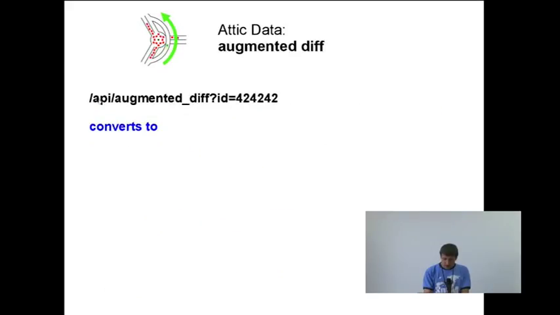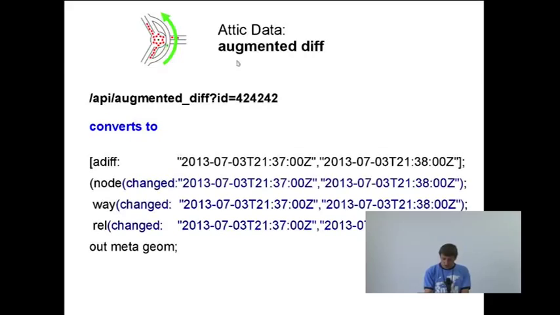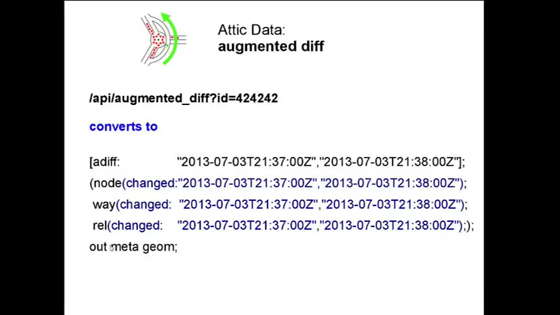So what you may know is the API augmented diff call. This is just a wrapper for converting to API interpreter and this query. This query is what has happened. We have expanded the ID to these dates, to the start date and the end date. And we used the a diff because we want an augmented diff output, and we ask for all nodes, for all ways, and for relations that have changed in this time, and we ask for their geometry, and we ask to print them with everything, including their geometry.